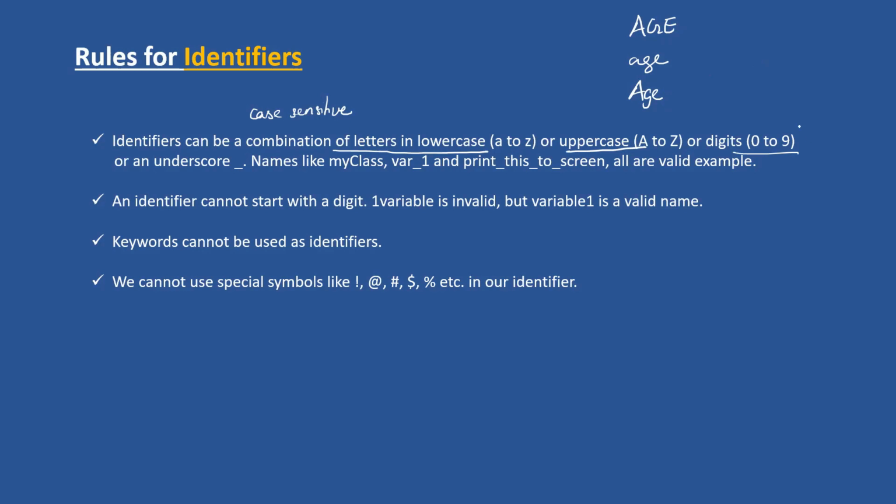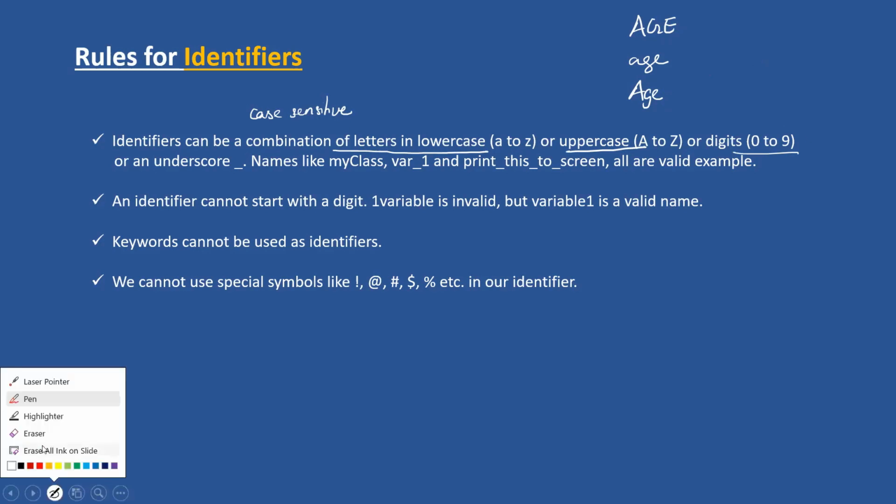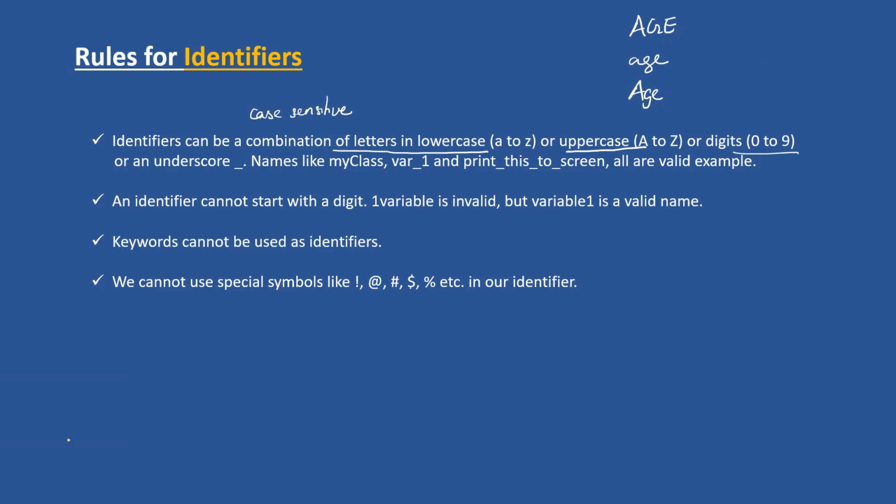Along with that, you can have digits also. So for example, if I write, let's say, age1, this is valid. I was using letters as well as digits. This is a valid name. But if I write 1age, this is not valid. Why? Because an identifier cannot start with a digit. Here, in the very first position itself, I gave 1 as the number. So that is not possible.